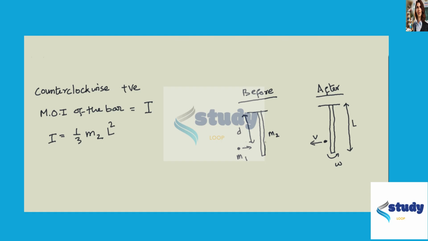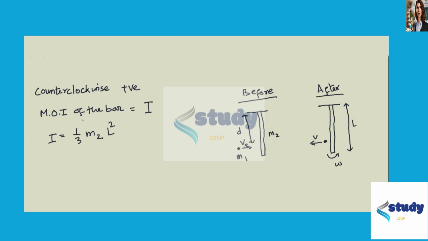So the situation before collision and after collision are drawn in the picture, where this is the rod or the bar, and this black dot is the metal ball that hits the bar. Now, to solve this problem, we first consider the counterclockwise rotation as the positive direction.